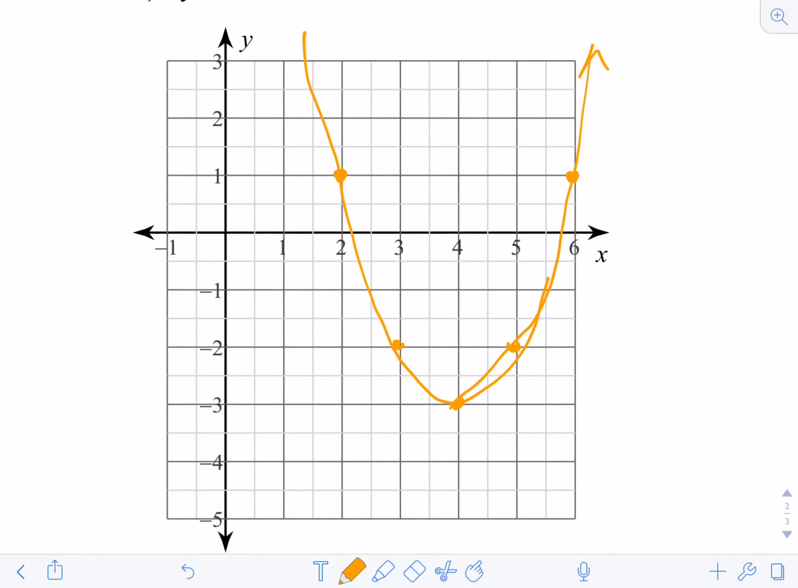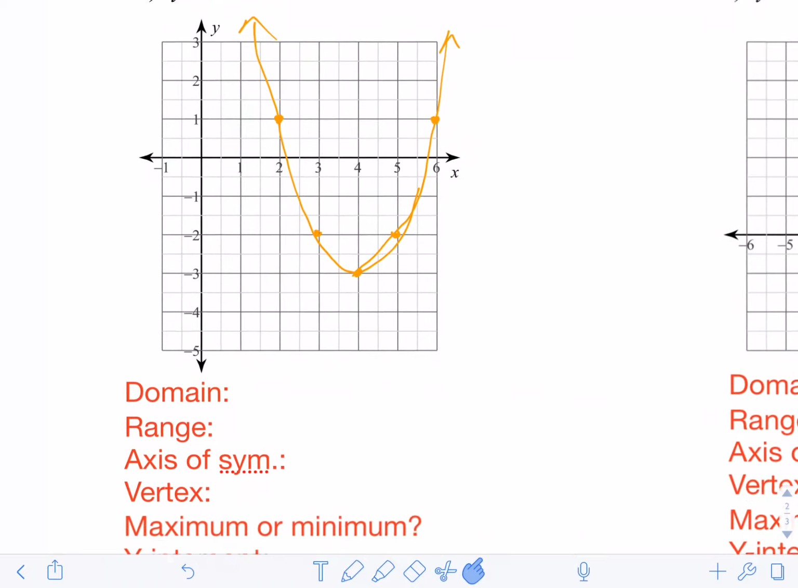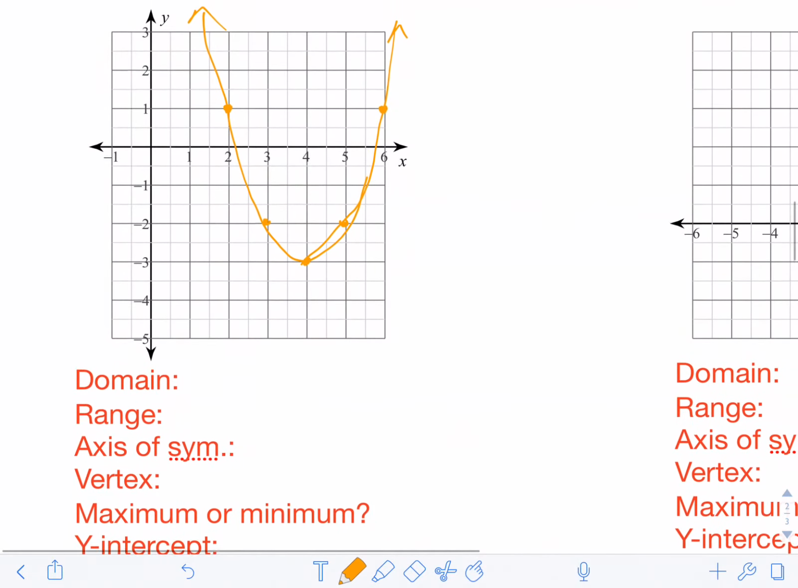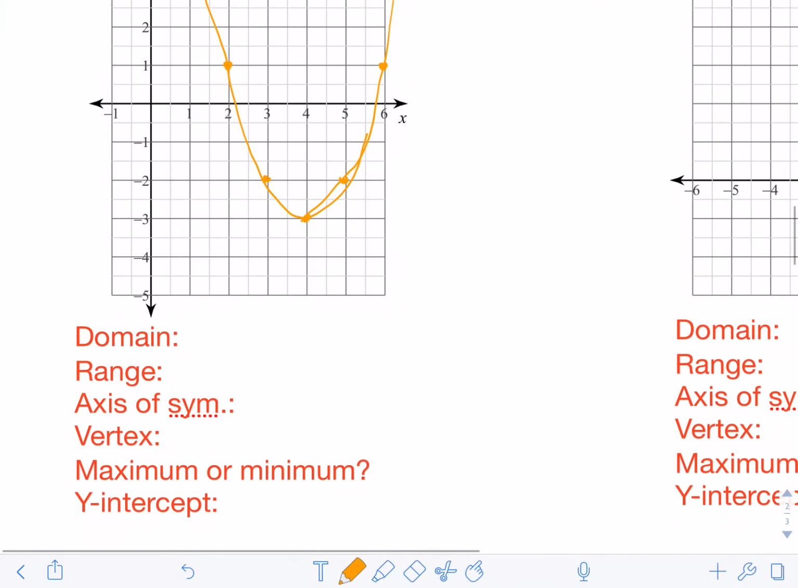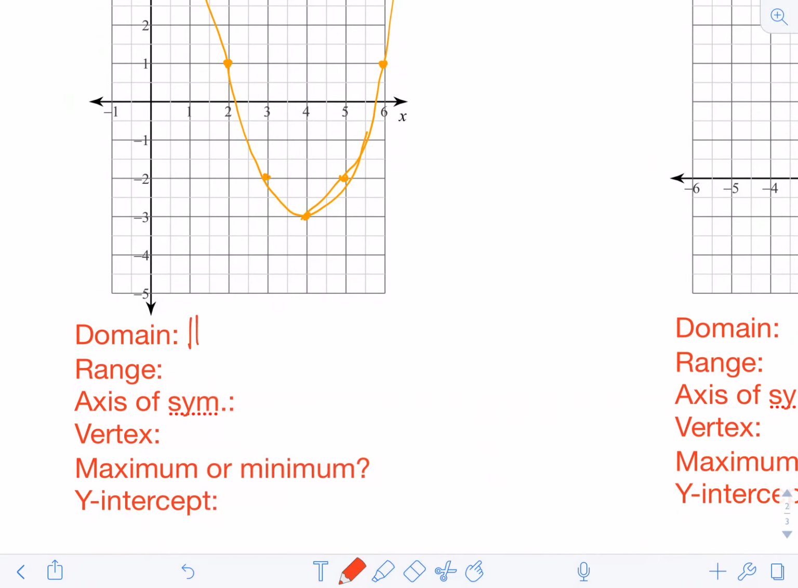Almost. And we're going to go ahead and answer the questions below. So again, domain, that is your x values. Your x values, again, they're all real numbers because it's going all the way out to negative infinity and it's going all the way out to positive infinity on my x values. Next thing is my range. Range is where you start on the y values, and in this case, I'm going up. So where I started is at negative 3. So since I'm going up, that means all my y values are greater than or equal to that negative 3.